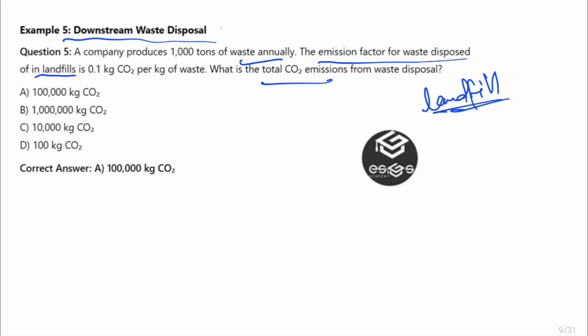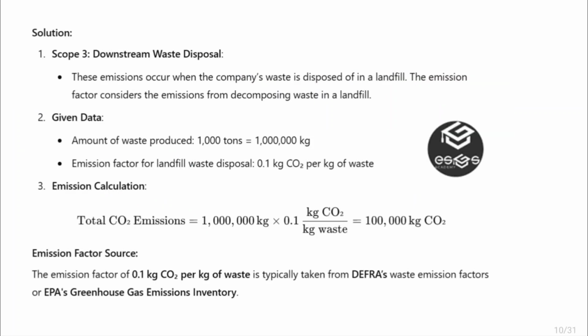So we have to find out for 1000 tons of waste annually. This is being produced by this company, the waste produced by this company. So the answer is 100,000 kilogram CO2. But how this answer came? Let us see the solution part now.